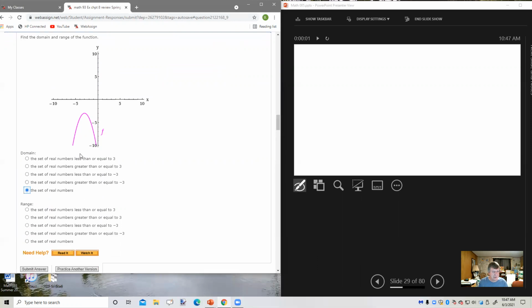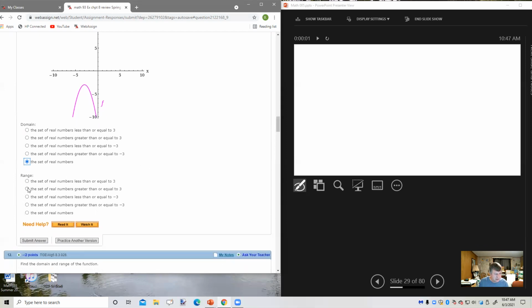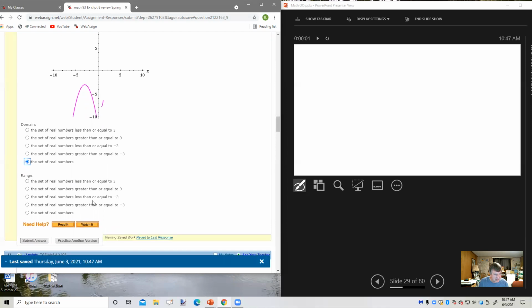The range, however, goes all the way down to negative infinity, but the top of the range is at negative 3. So it's the set of all real numbers less than or equal to negative 3.